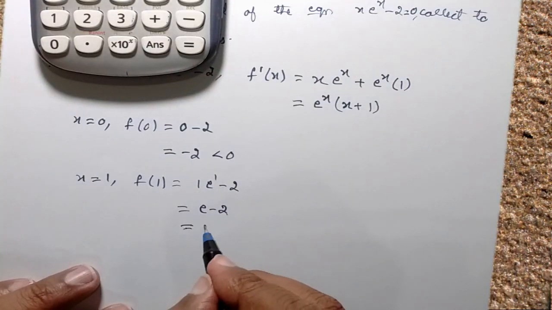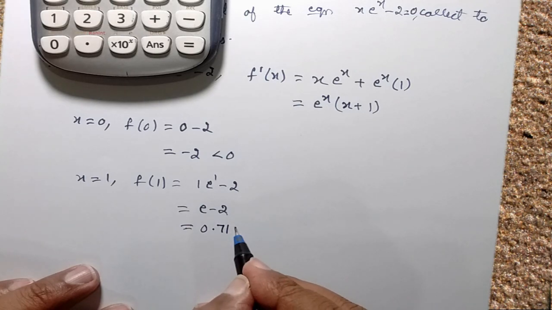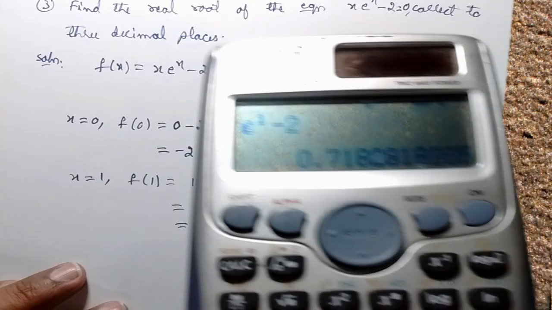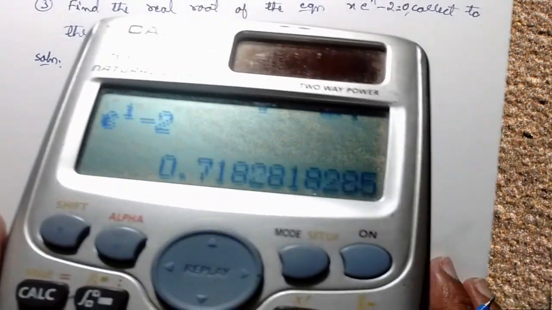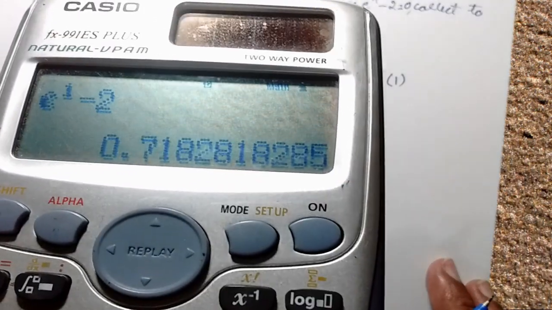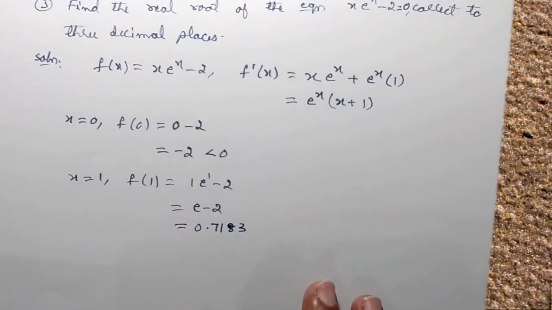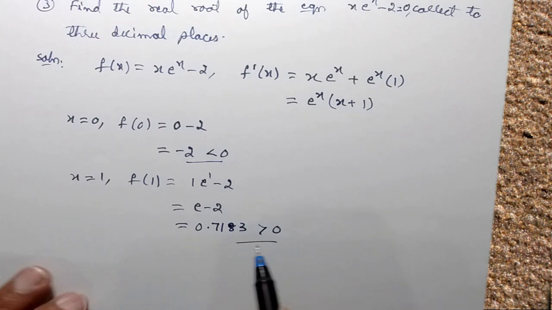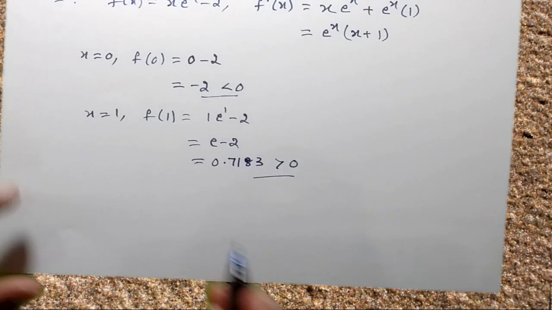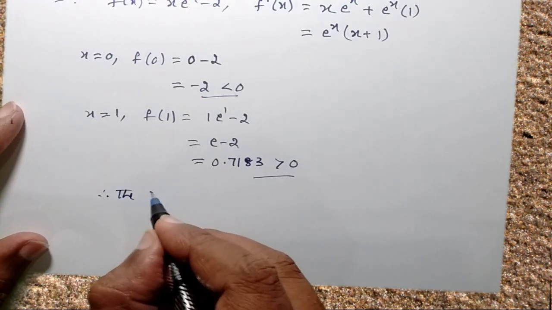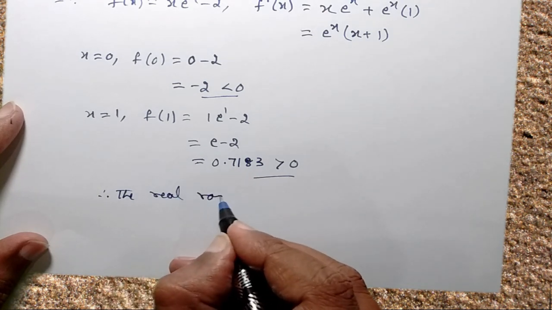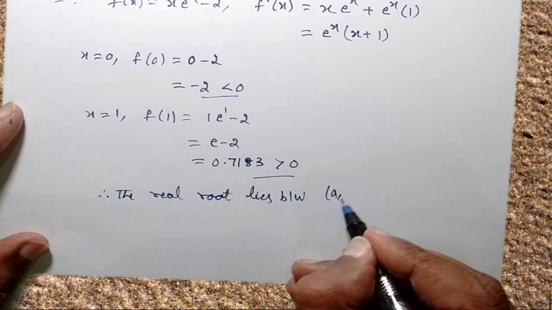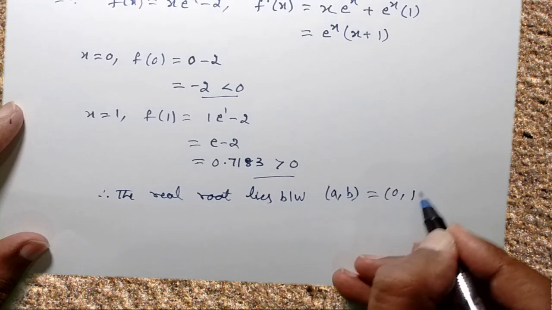So you have to just check e minus of 2. Its value will be 0.7182. You can approximate it. You can just check this value I have typed in. It's e minus of 2. Alright, and I'm approximating and writing the value f of 1. So this is greater than 0. So 1 is negative, 1 is positive. Therefore the root lies between 0 and 1. Therefore the real root lies between a and b, that is 0, 1.